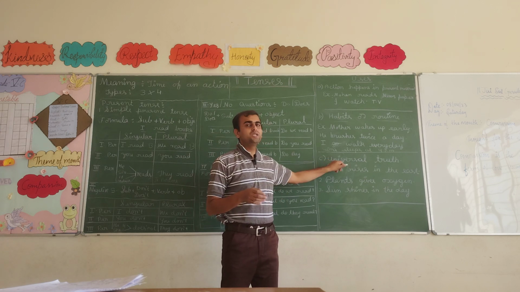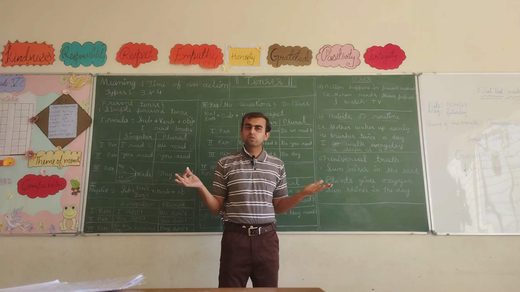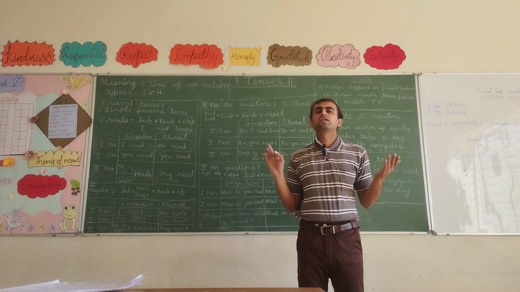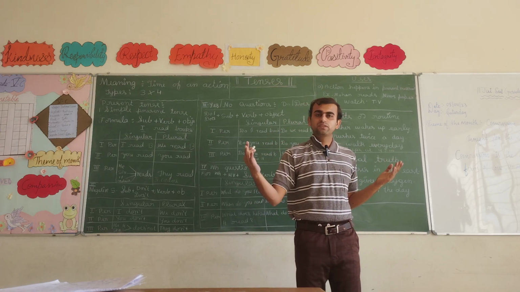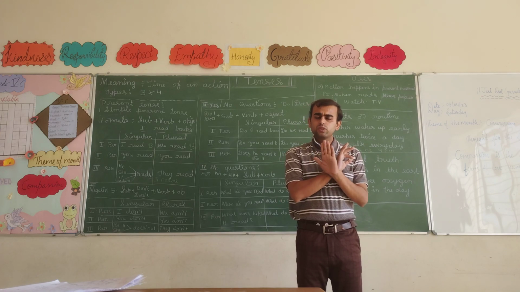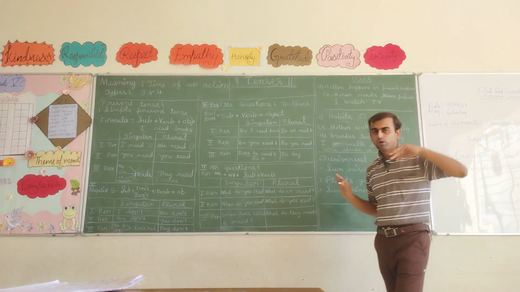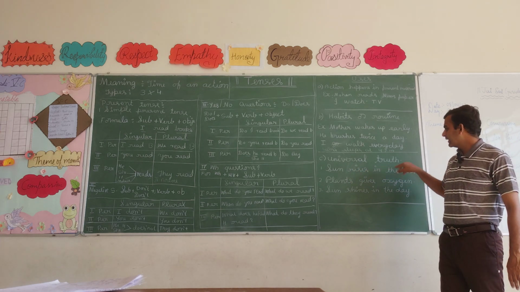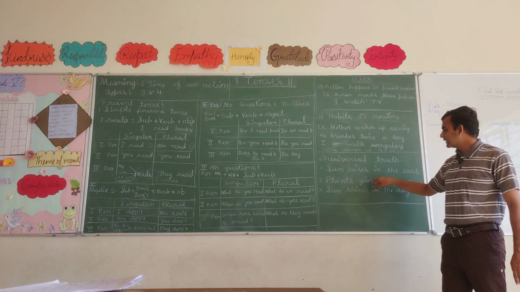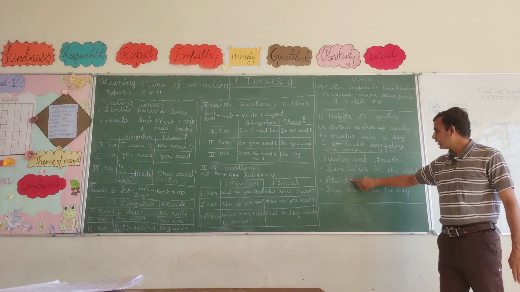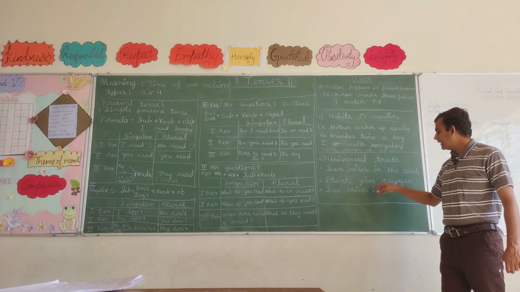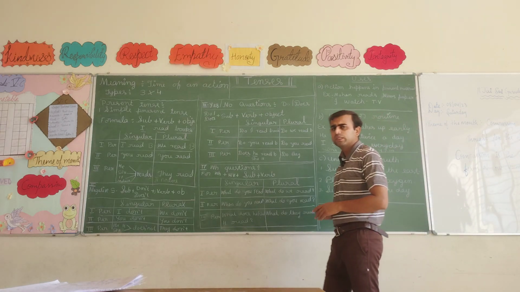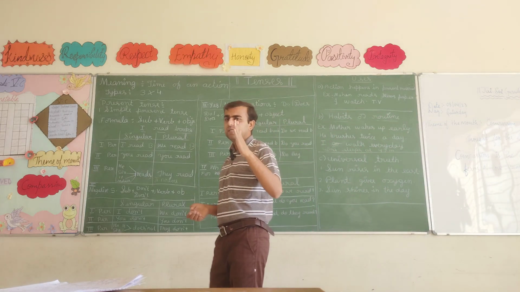And finally, a universal truth. What does universal truth mean? Universal truth means the truth which never changes unless some miracle happens. A universal truth is always the truth. For that we always use the simple present tense. Example: The sun rises in the east, plants give oxygen, the sun shines in the day. These are universal truths. For that we always use the simple present tense.